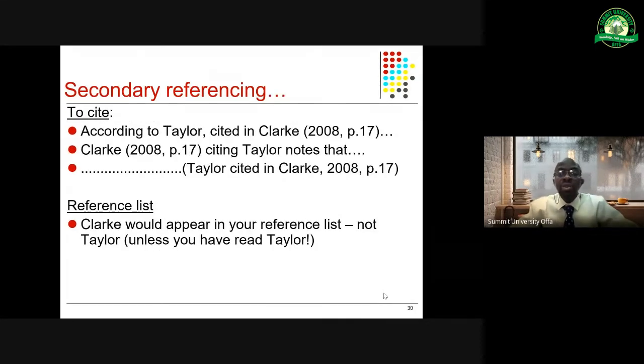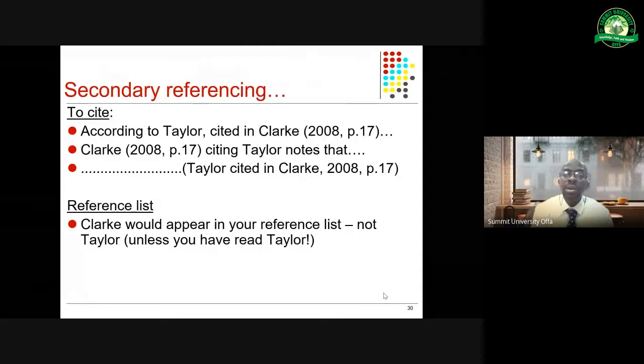So these are the two ways, but what we have presented there is just using APA or MLA format, but it's almost the same thing. If you want to use IEEE style, just replace the author name with that square bracket. That is, if you want to cite secondary, it will now be according to Taylor, cited in Clark. According to Taylor, cited in Clark. Or Clark, citing Taylor, notes that.